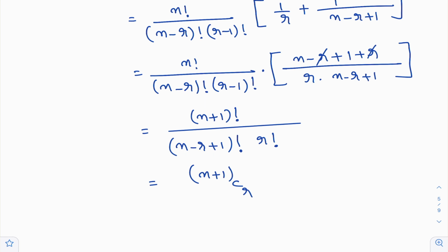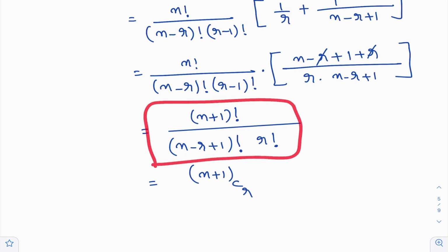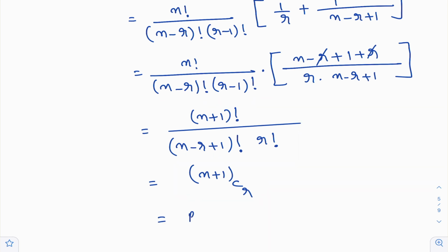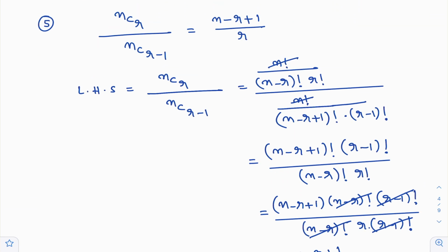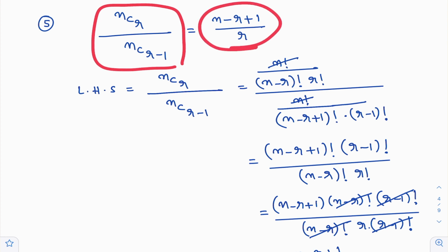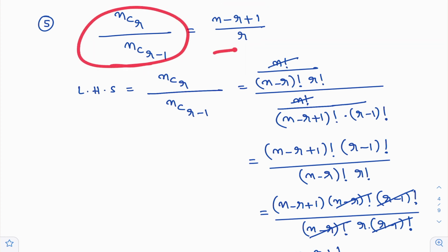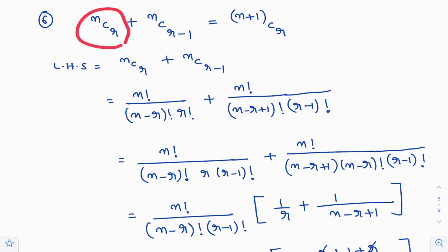I hope you got the point. Whatever I got here, that is nothing but (n+1)Cr. This is the RHS. So the fifth one is what? nCr divided by nC(r minus 1) is (n minus r plus 1) divided by r. In case you forgot, you can derive these things. Okay, nCr plus nC(r minus 1) is (n+1)Cr.